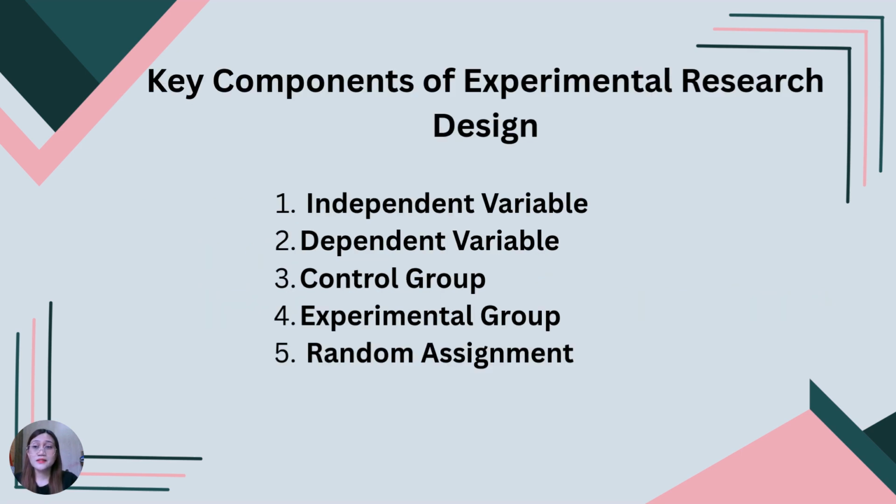Now let's talk about the key components of the experimental research design. First, we have the independent variable; second, the dependent variable; third, the control group; fourth, the experimental group; and the fifth one is random assignment. These components help ensure the results are reliable and valid.